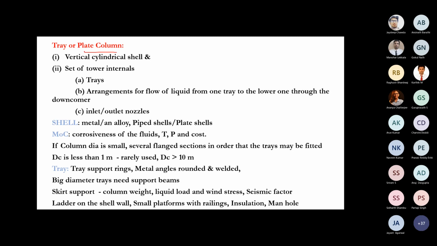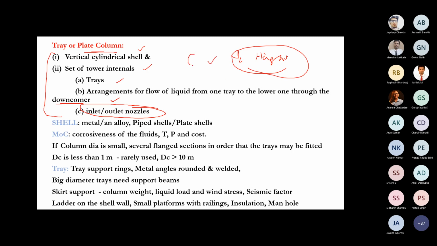Okay, so a tray or plate column should have a vertical cylindrical shell and a set of tower internals. The tower internals may be trays, that is the heart. Then you have to provide arrangements for flow of liquid from one tray to another. Okay, that is called the downcomer. Then you have to provide the inlet and outlet nozzles. These are the major components. With respect to design, we have to design the column diameter and height of the column, and also we have to design the downcomer, weir plate, those things.